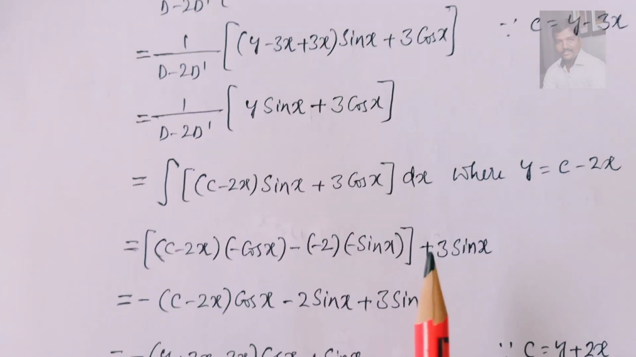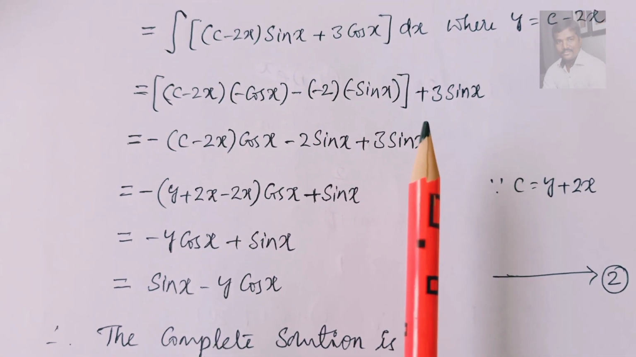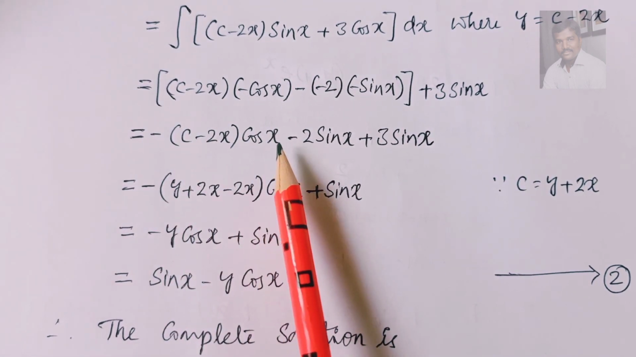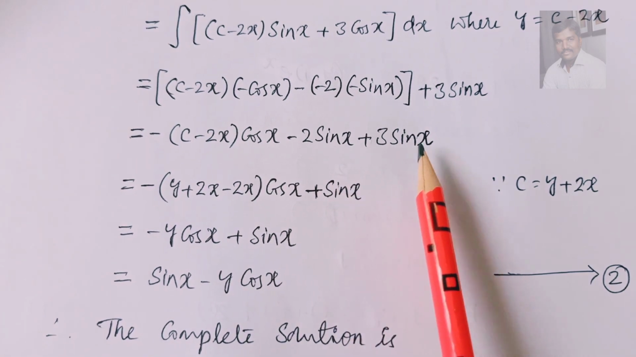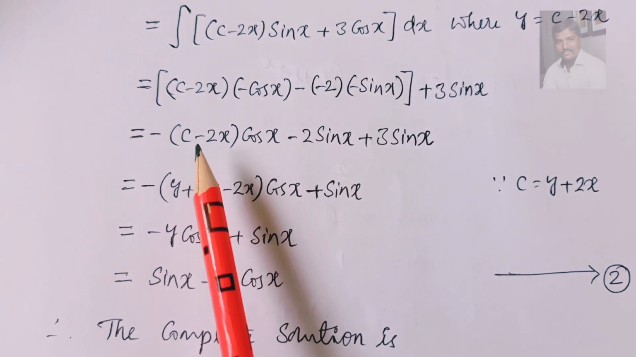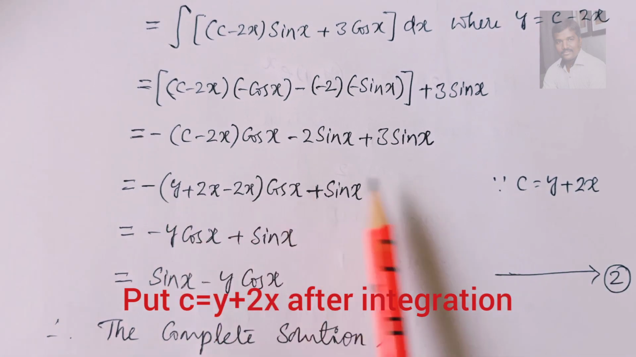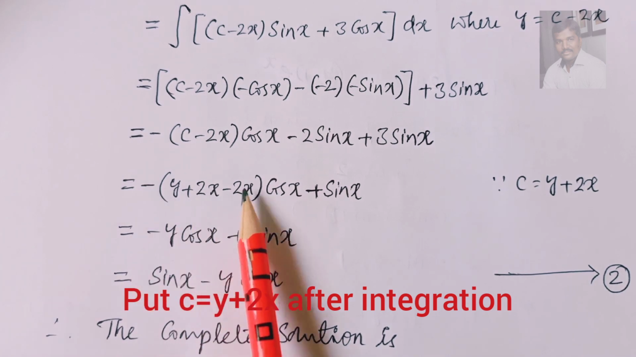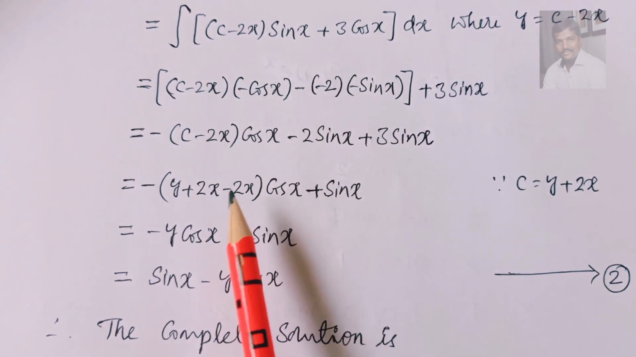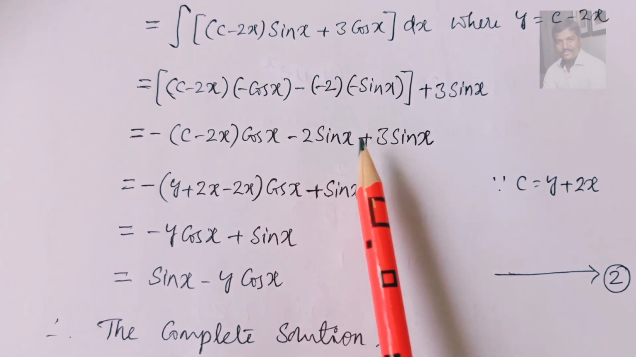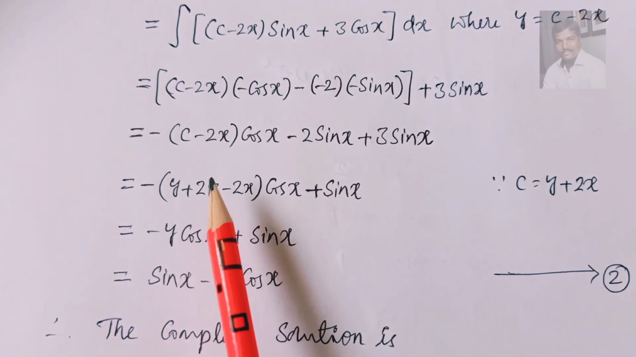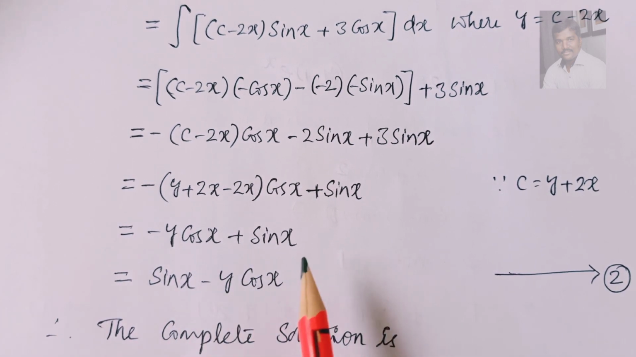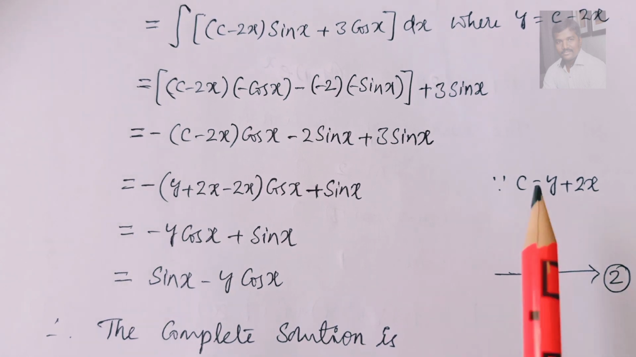Now we do some simplification: −(c − 2x) cos x − 2 sin x + 3 sin x. After the integration is done, we replace c with y + 2x. So we get −(y + 2x − 2x) cos x + sin x. The 2x terms cancel, and −2 sin x + 3 sin x is sin x. So we get −y cos x + sin x, that is sin x − y cos x, which is the particular integral.